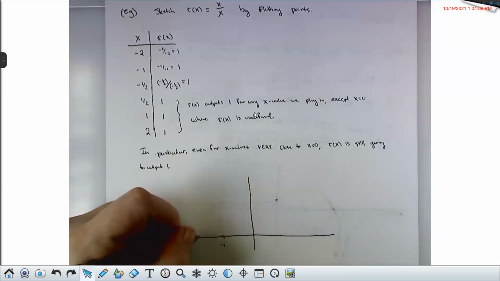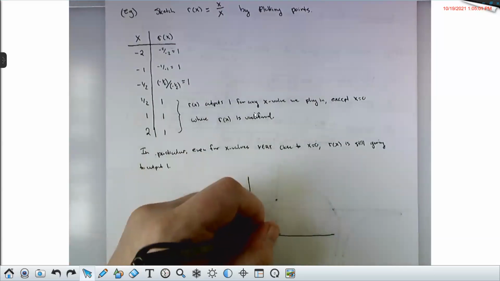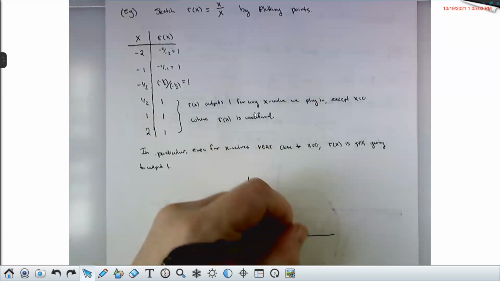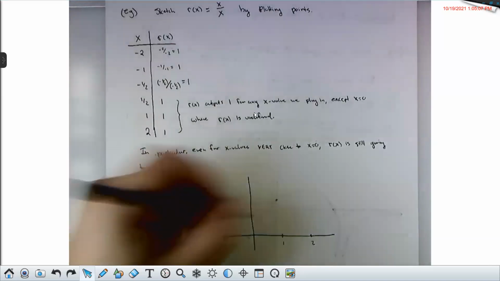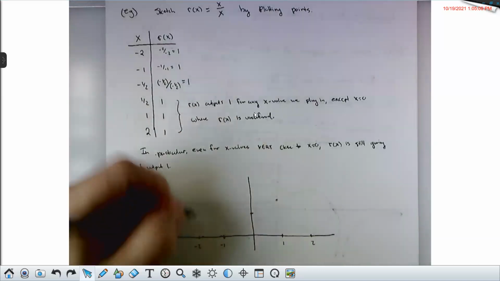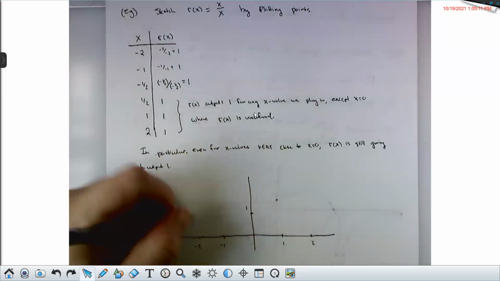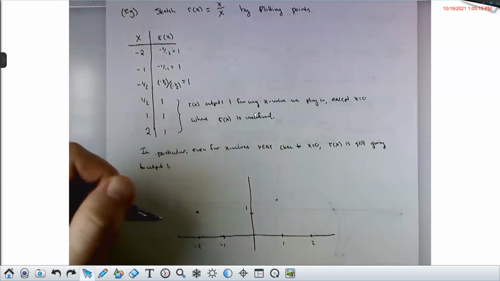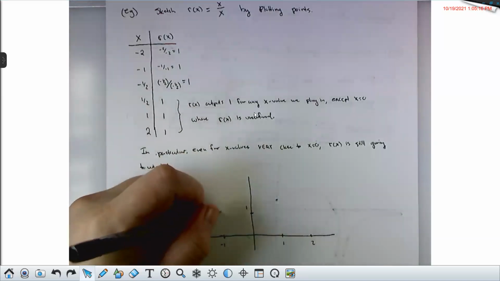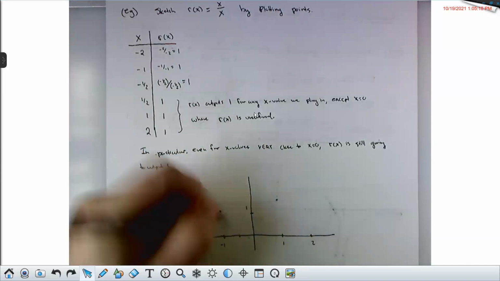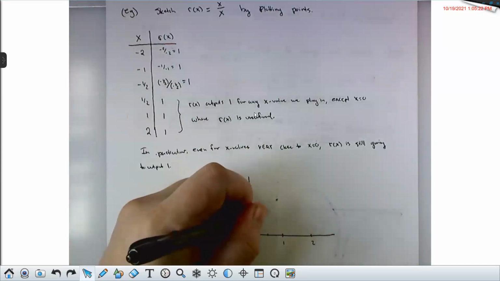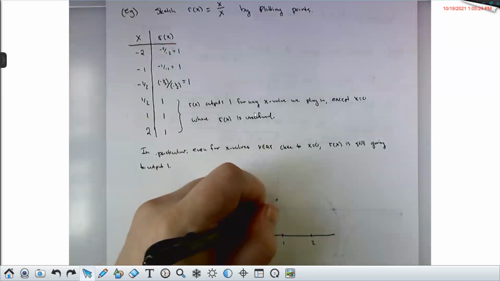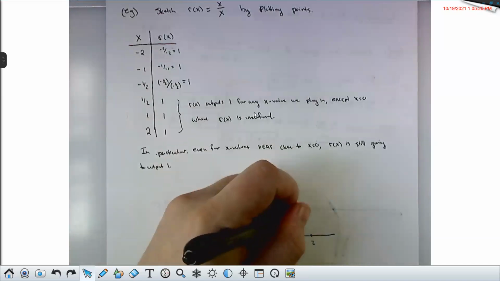Call this -1, call this -2, call this +1, call this +2. So from my table, the point, call this 1. From my table, the point -2, 1 is on the graph. -1, 1 is on the graph. -1/2, 1 is on the graph. +1/2, 1 is on the graph. 1, 1 is on the graph. 2, 1 is on the graph.